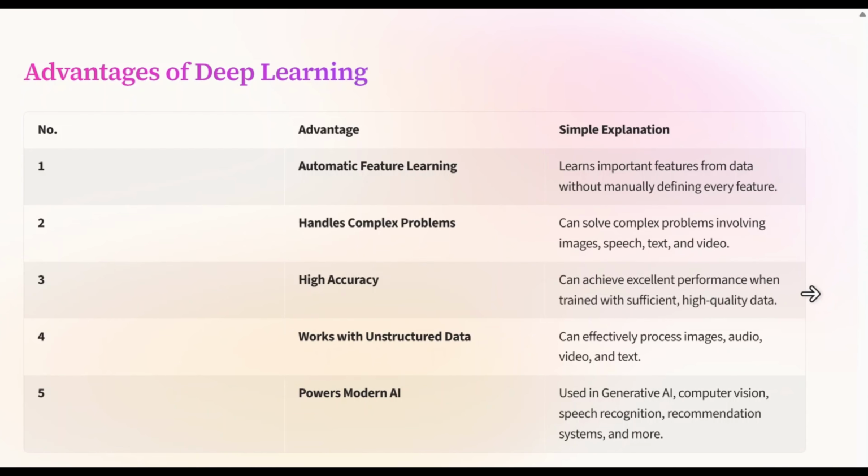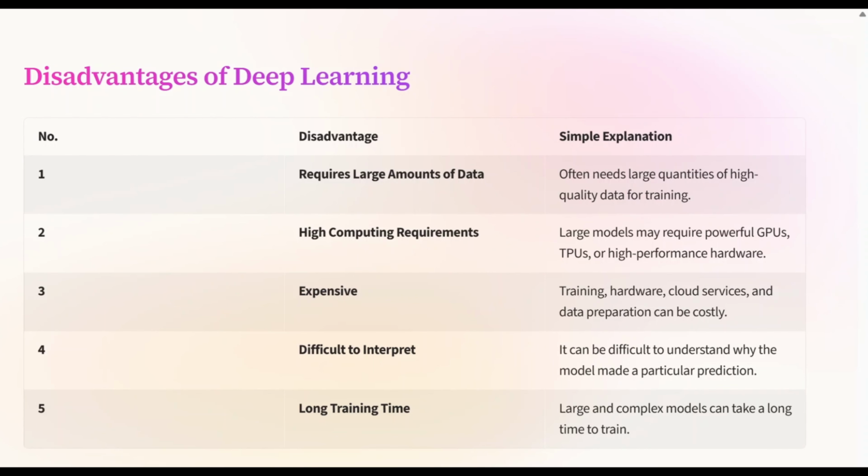So, what are the disadvantages of deep learning? We have seen one side of deep learning, so we will look at the other side. One, large amount of data. Deep learning often requires a large amount of high quality training data. If we want more accuracy, we need to train on a large amount of data.